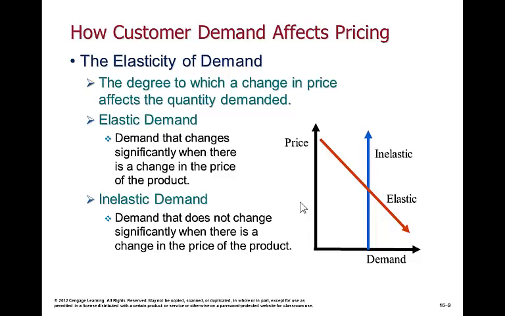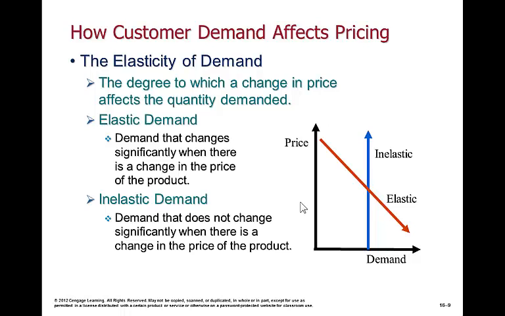Now let's look at elasticity just for a little bit. This is a different topic. We're going to shift to that. Elasticity of demand is the degree to which a change in price affects the quantity demanded. Elastic demand says that as I change my price, demand changes. In most cases, if price goes down, demand goes up. And you see that red arrow right there. Price is coming down, demand is going up.